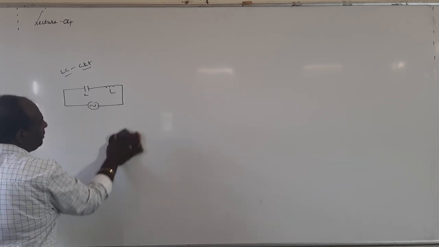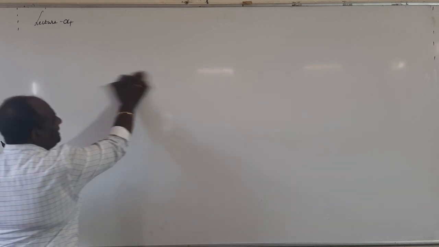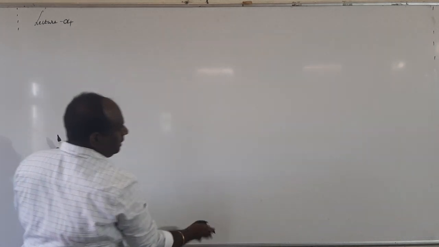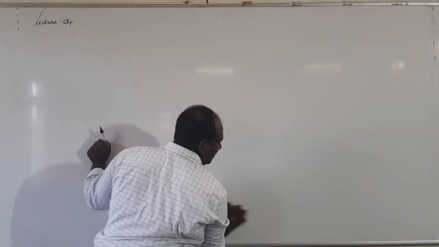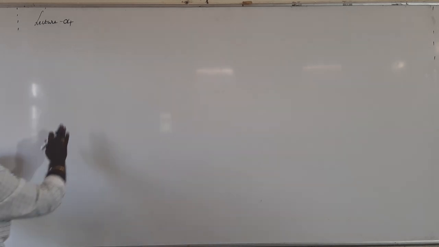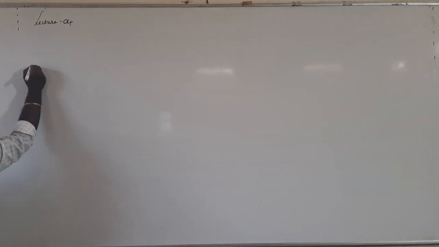If you take an LC circuit, the power drop is 0. Now we are going to discuss some more about sharpness of resonance. Resonance condition we discussed, and now sharpness of resonance.